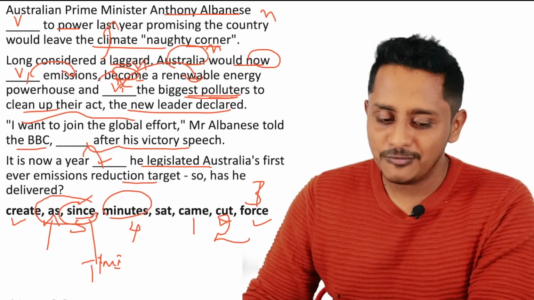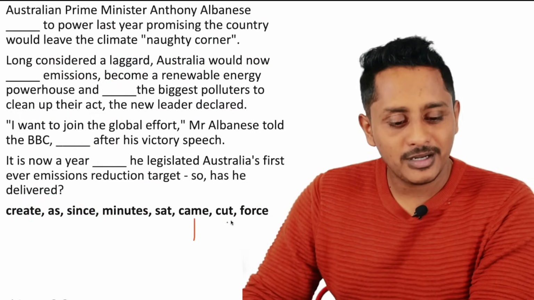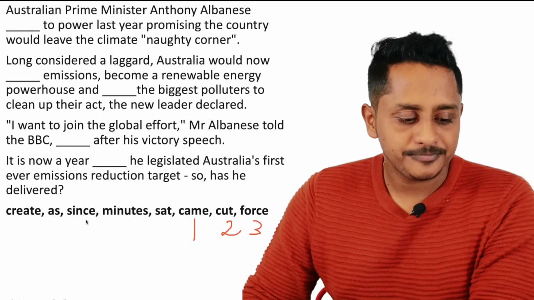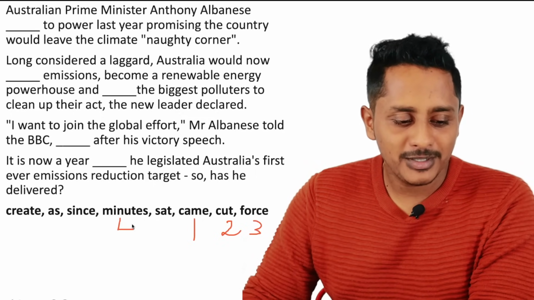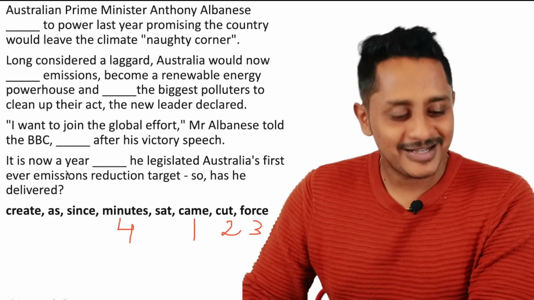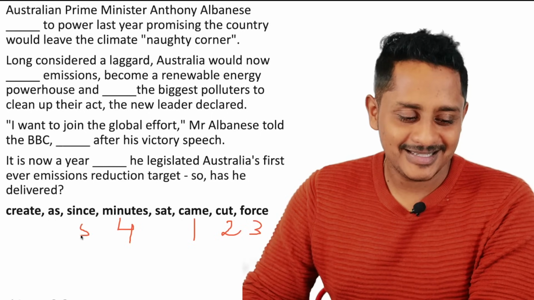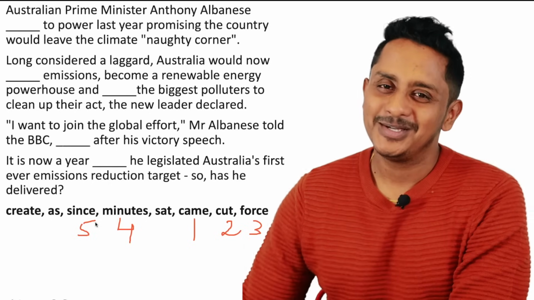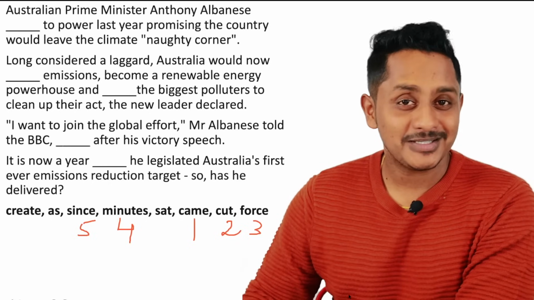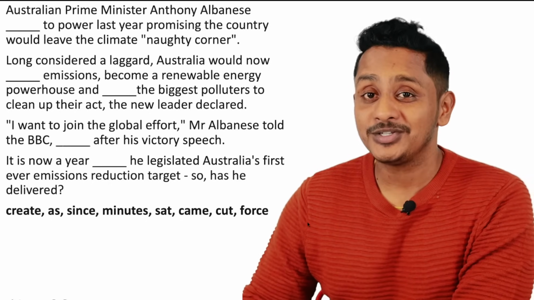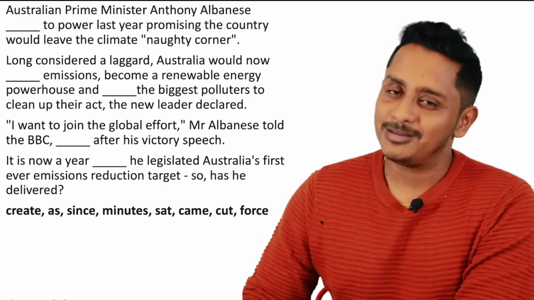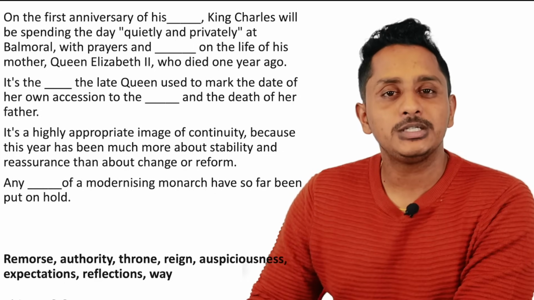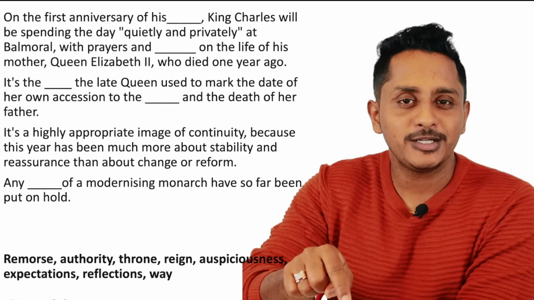So this is a straightforward question. Came to power, cut emissions, forced the polluters, and shortly after, it's now a year since he legislated. An easy one, here you cannot make mistakes. 5 marks, the last 2 questions left. We quickly move on to the next question. Any doubts, do leave a comment in the comment section. Okay, the 5th one, we would go here, 2.5 minutes on your right hand side bottom. Here you go.